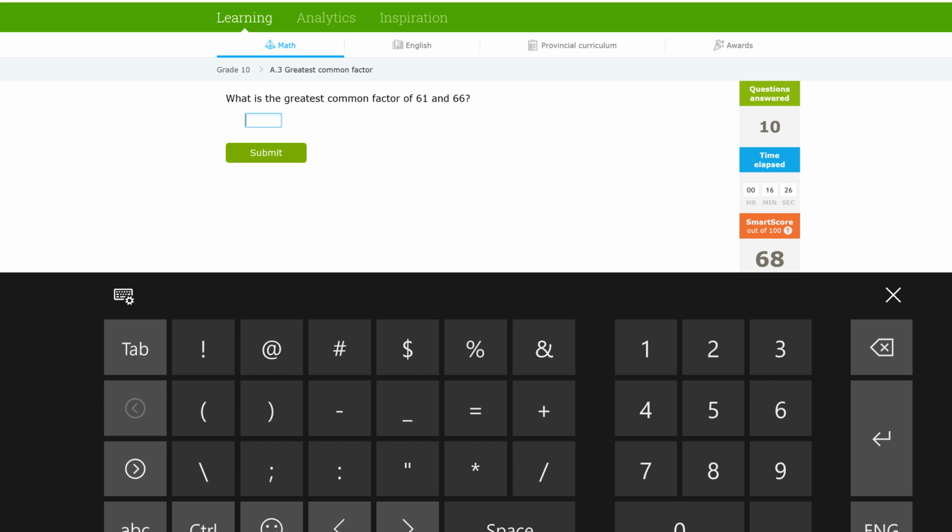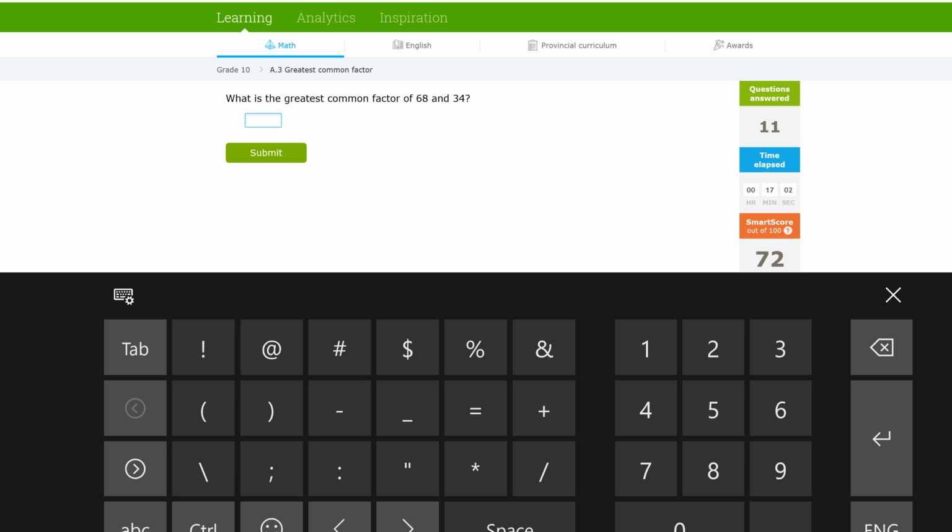61 and 66. Now, probably 61 is a prime number, right? So I think it is 1 because 61 is not divisible by any number except itself and 1. So 1 should be the answer. And they accepted our answer.